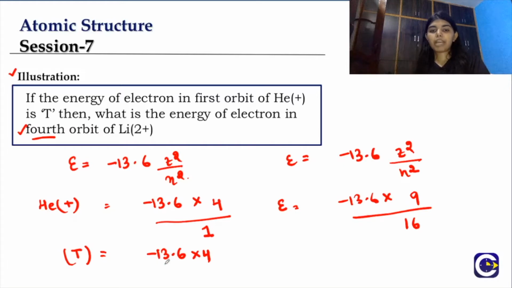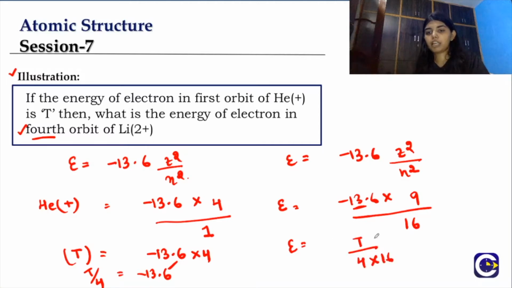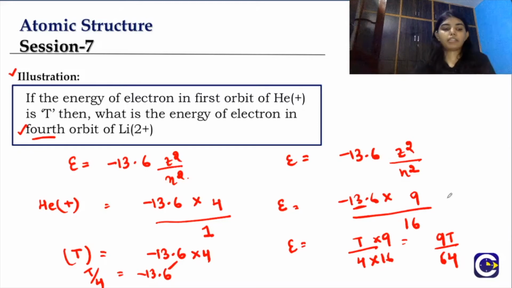Now you have to calculate the energy of lithium 2 plus in terms of T. So you can replace the common term, minus 13.6 here, with T. So minus 13.6 will have a value of T by 4. So E will become equal to T by 4 into 16 into 9. That means the answer that you will obtain for this particular question is 90 by 64.